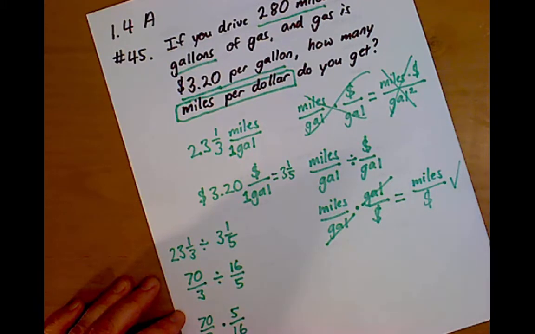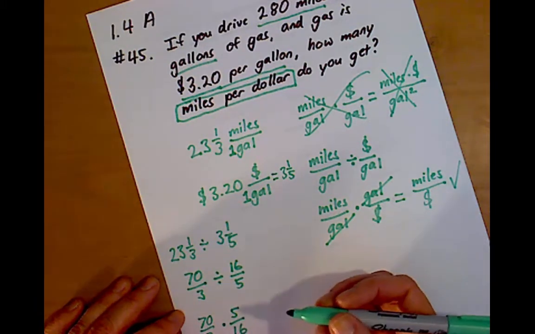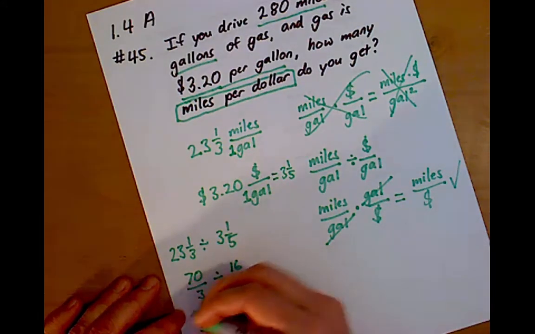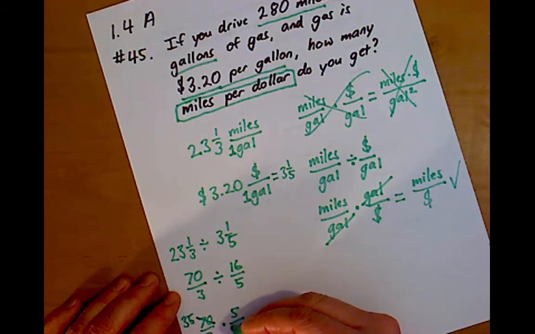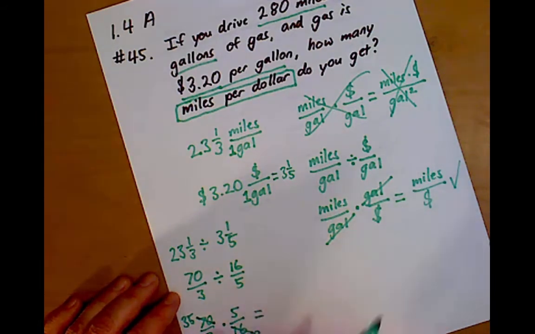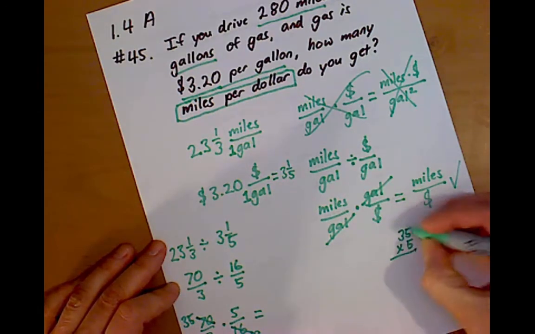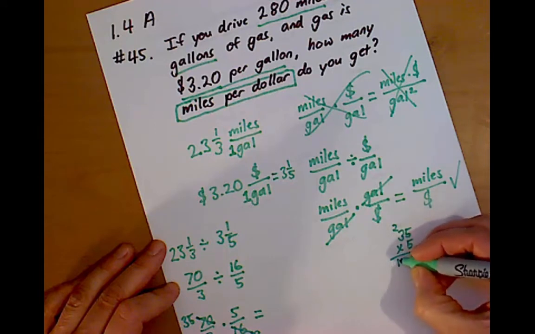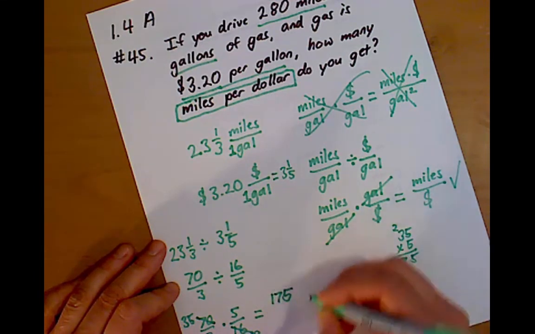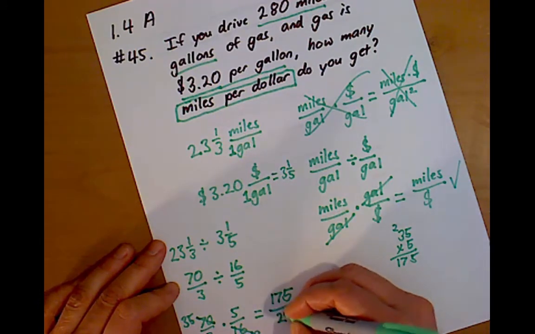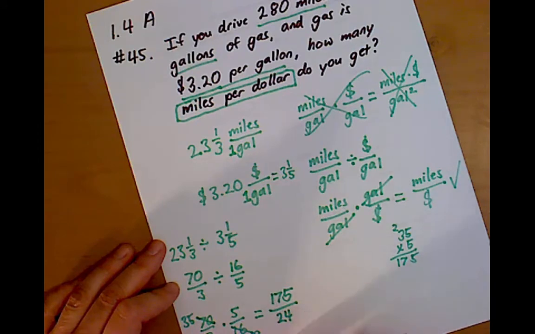We can simplify here. 3 and 5, there's nothing we can divide both of those numbers by, but 70 and 16 can both be divided by 2. So 70 divided by 2 gives us 35, and 16 divided by 2 gives us 8. So then we have 35 times 5. I cannot do that in my head. I'm going to go off to the side and do it over here. 35 times 5 is 175, over 3 times 8, which is 24. All right, so I have 175 over 24.